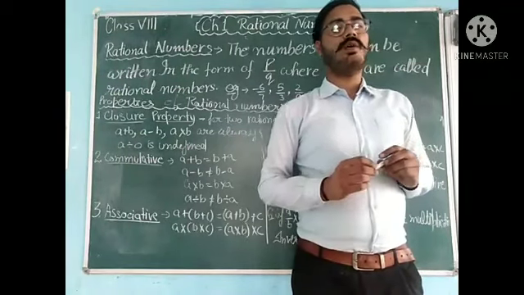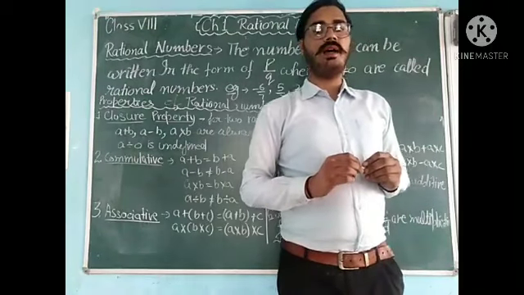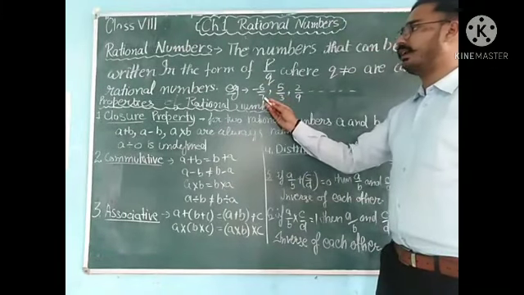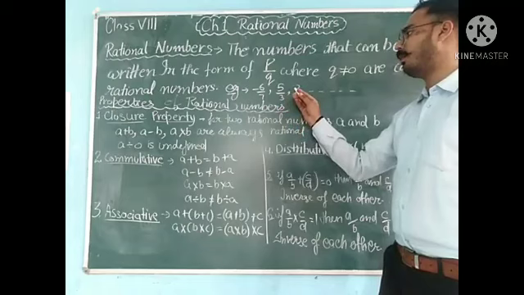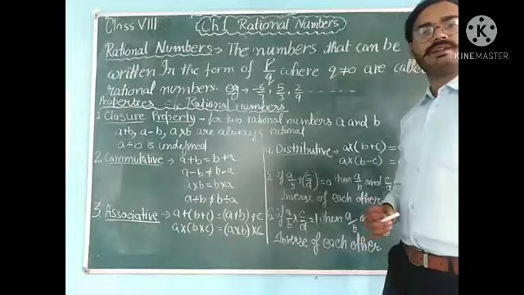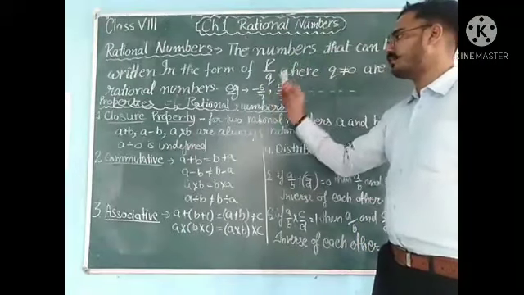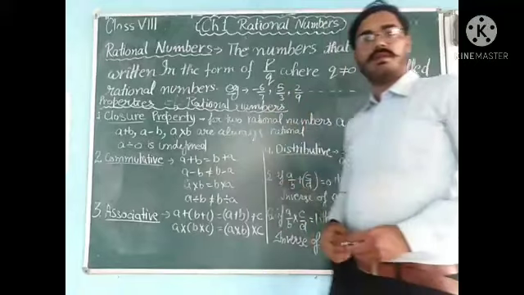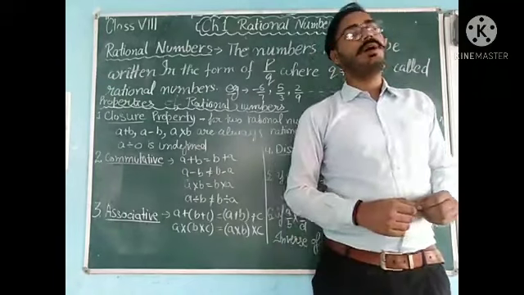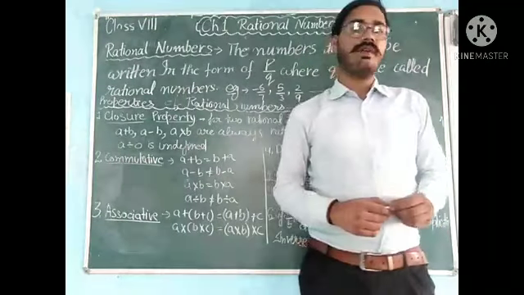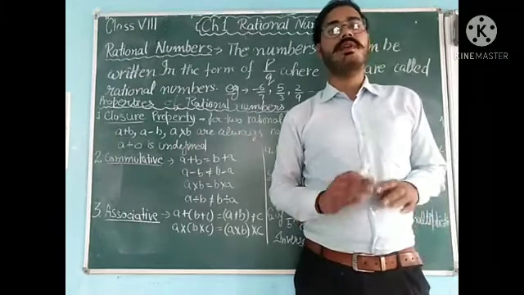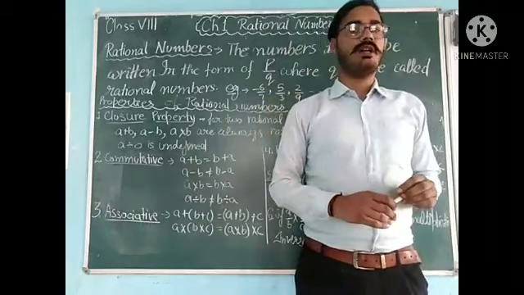जो हमारा डिनोमिनेटर होगा वो कभी भी 0 नहीं हो सकता, right? For example, here -6 over 7 is a rational number, 5 over 3 is a rational number, 2 over 9 is a rational number. There are so many examples like these. And one more thing, the rational numbers can be negative or positive. जो rational numbers हैं वो negative भी हो सकते हैं, positive भी हो सकते हैं, like -5 over 3, -2 over 3, 5 over 7. These all are rational numbers. Either they are positive or negative, doesn't matter.